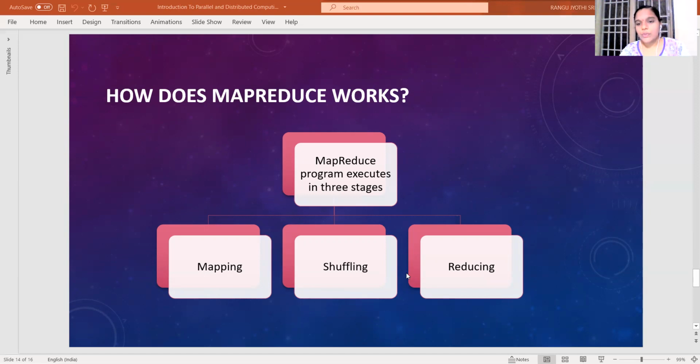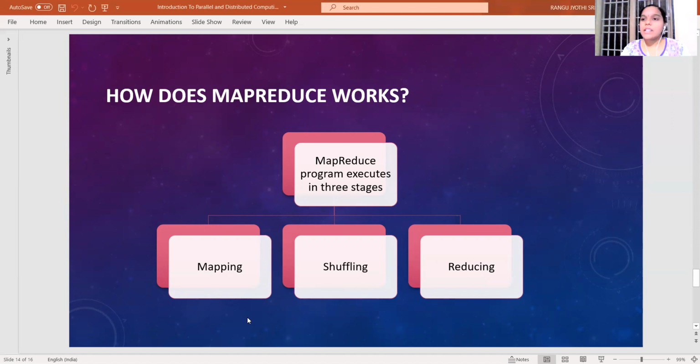In this reduce phase, the output values from the shuffling phase are aggregated, so it combines these values from the shuffling phase and finally returns a single output value. In short, it summarizes the whole data set, the complete data set. This is how the map reducing actually works.